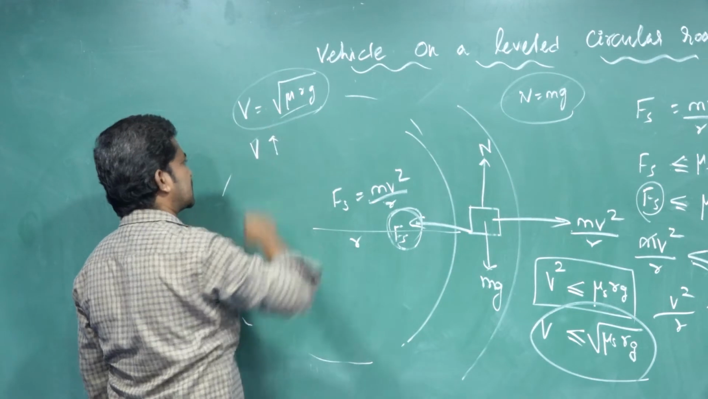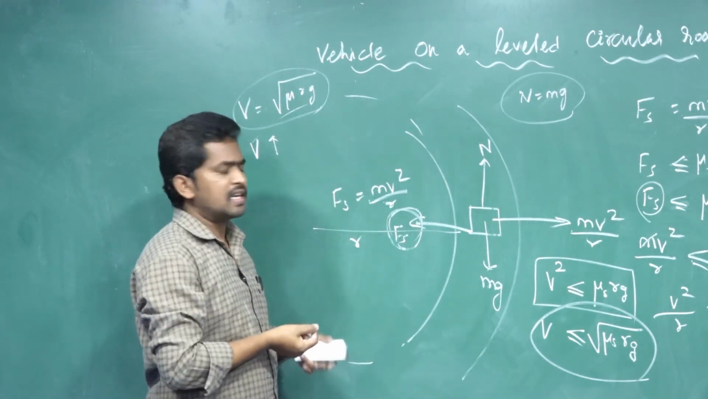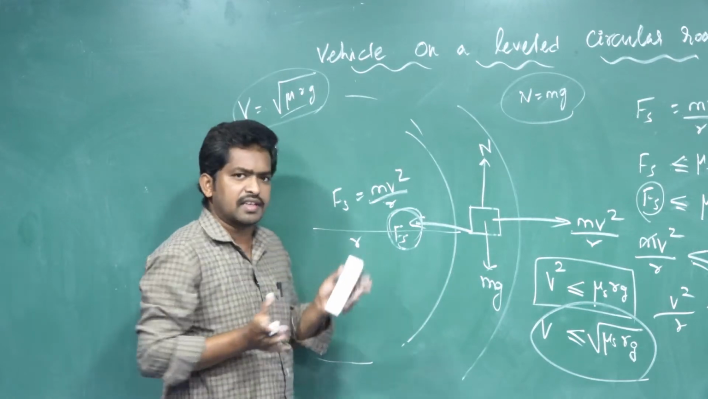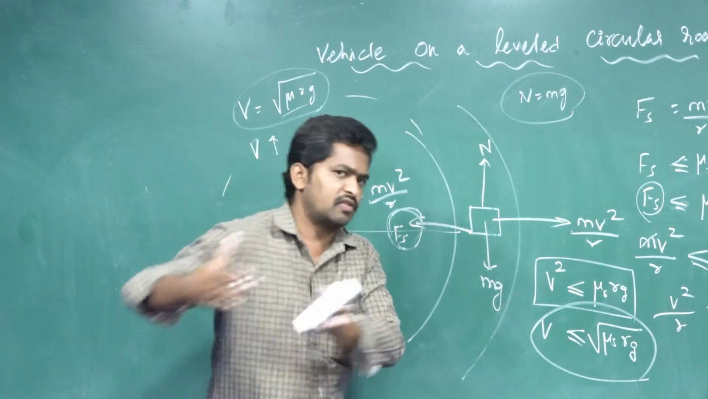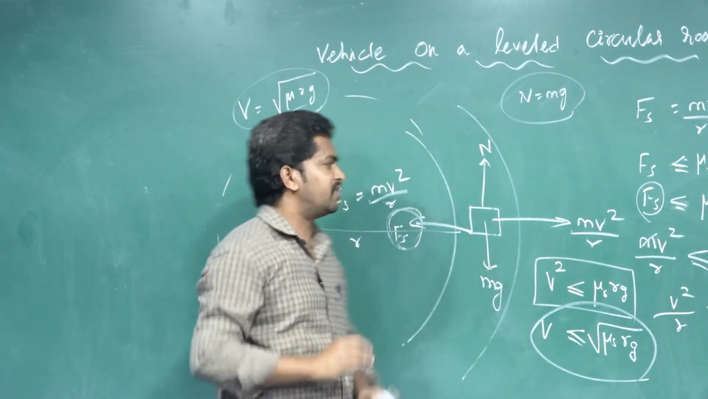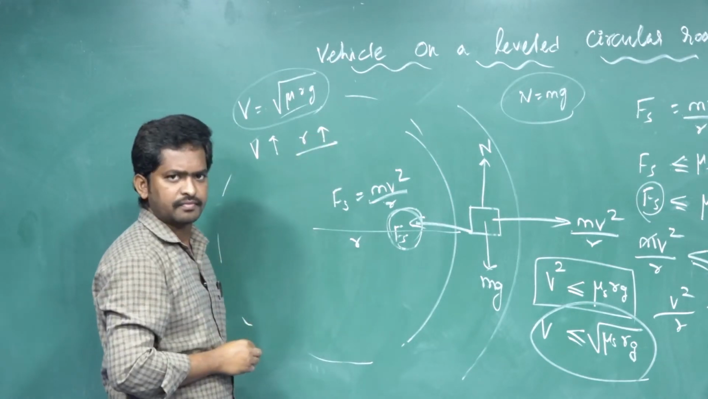V increases. In a circular road, V increases. Increases means the velocity of the car increases. You know well, particularly in car races, when a car takes a circular turn at high speed, as velocity increases, the radius of the circular path also increases.